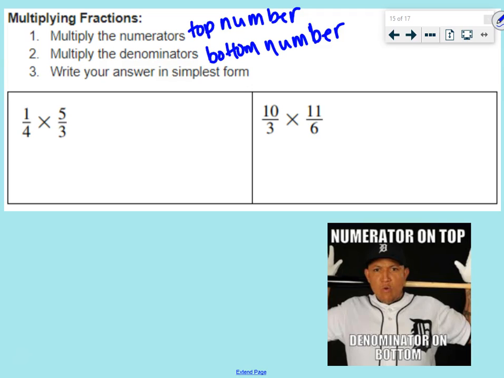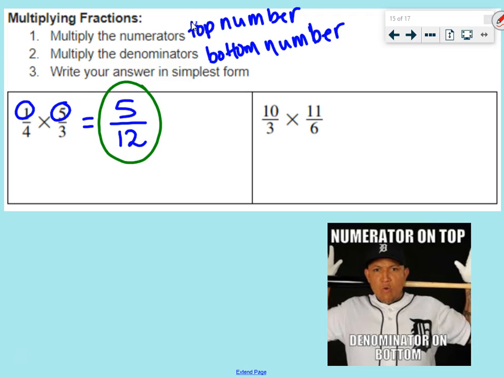So here we're going to multiply 1 times 5. So 1 times 5 is 5, so it stays on the top. 4 times 3 is 12. And if we look at 5 and 12, we can't simplify that because nothing goes into both 5 and 12. So that's our final answer.